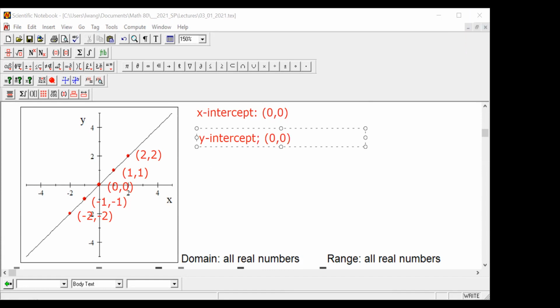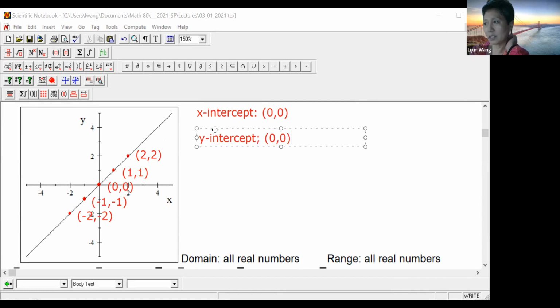Okay, so there's not much suspense here. X-intercept is 0, 0, Y-intercept is 0, 0. They cross this point, it crosses both the X-axis and Y-axis. So after you write it down, we're gonna go back to our previous question and answer that question. What is the X-intercept? What's the Y-intercept? Are you ready?